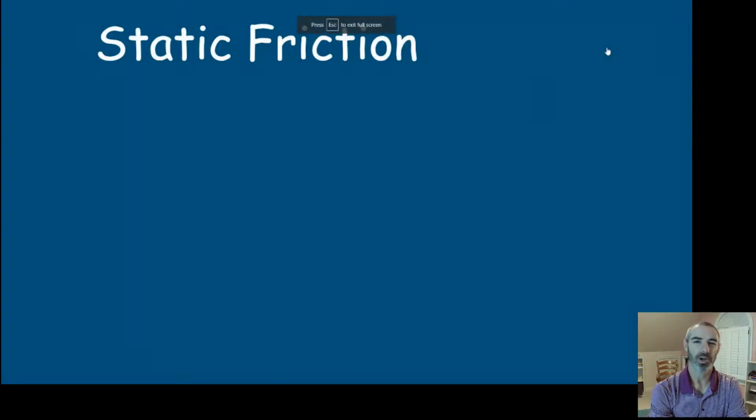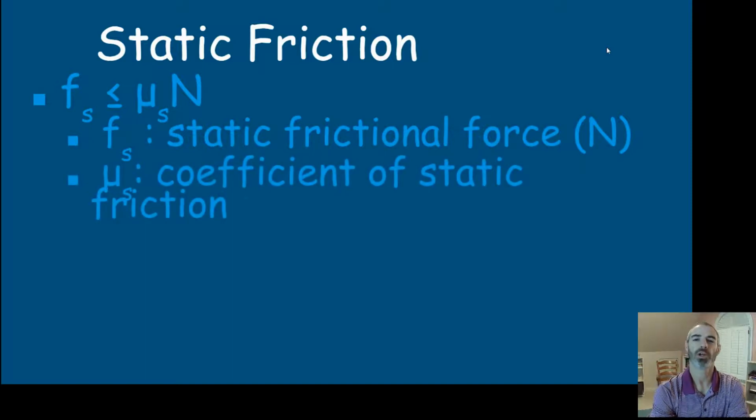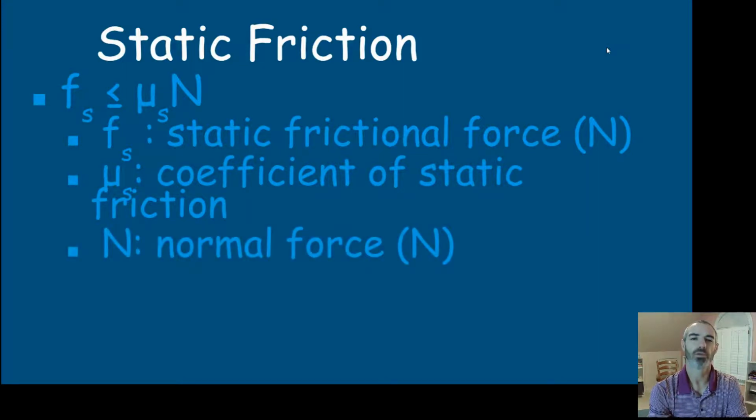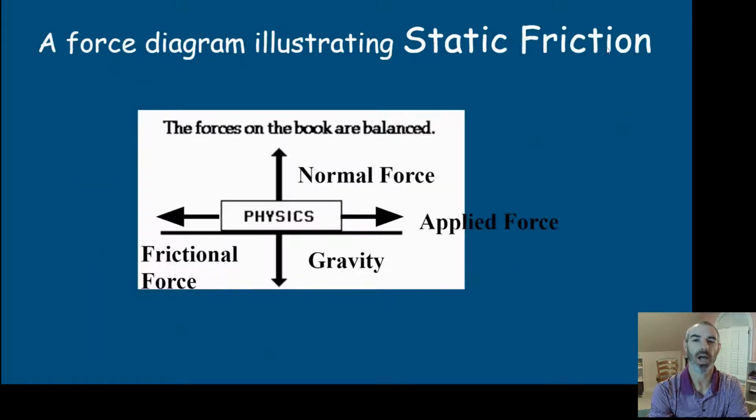So let's look at static friction. Static friction is this equation. It's an inequality, actually. Static friction is less than or equal to mu of s times the normal force, where Fs is the static frictional force in newtons. Mu of s is something called the coefficient of static friction. We'll talk about that a little bit more. And the normal force is directly proportional. So that coefficient is the value that makes it an equality or an inequality in this case. Static friction increases as the force applied increases.